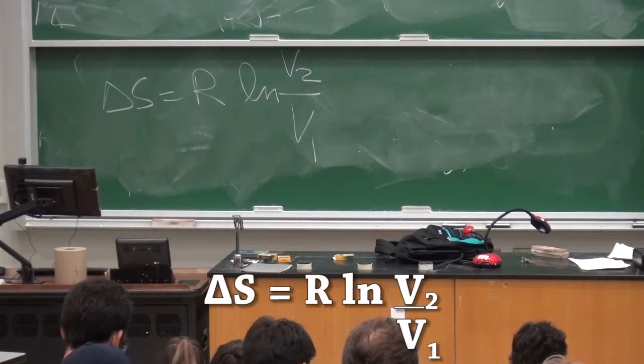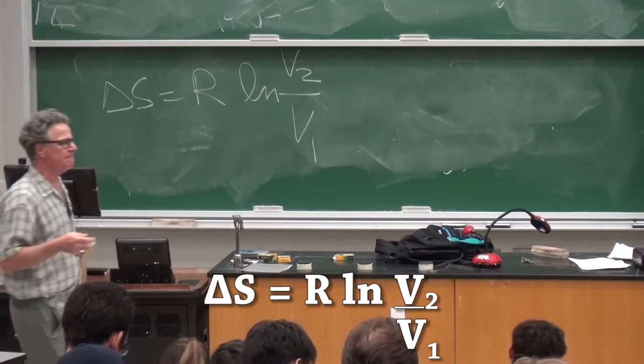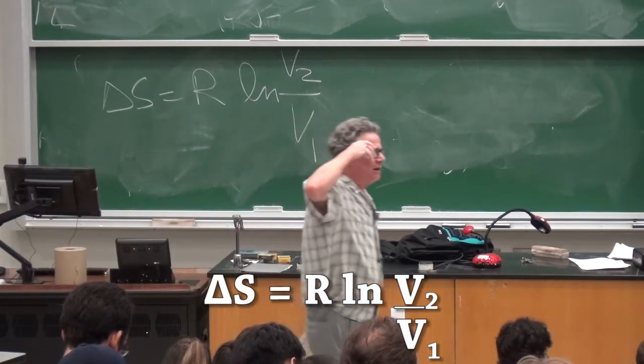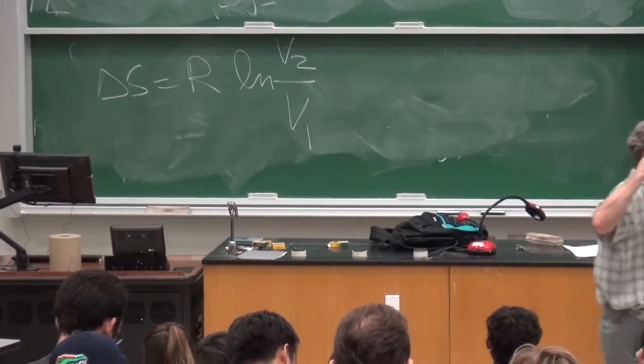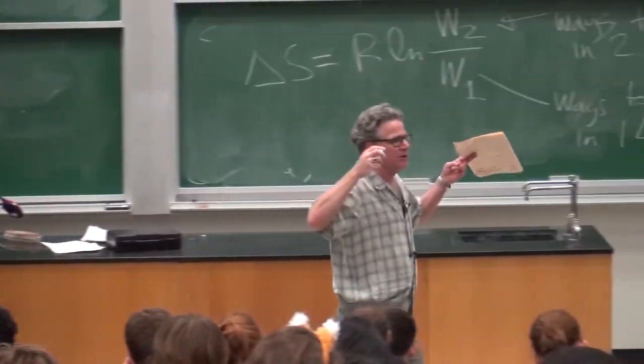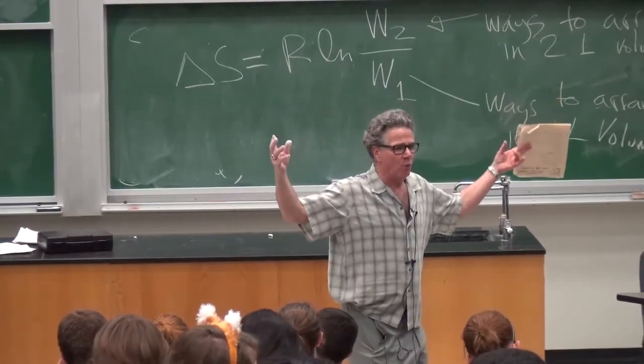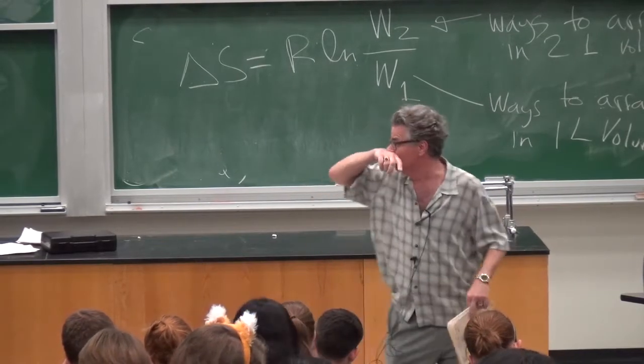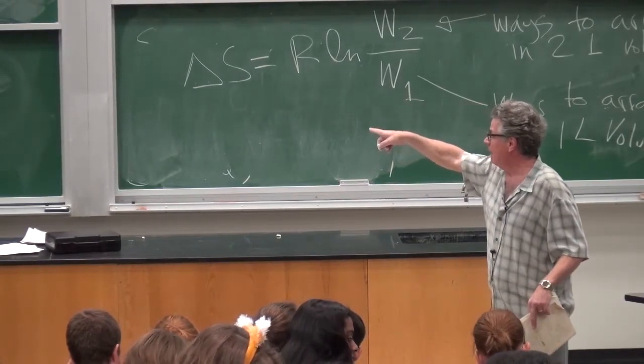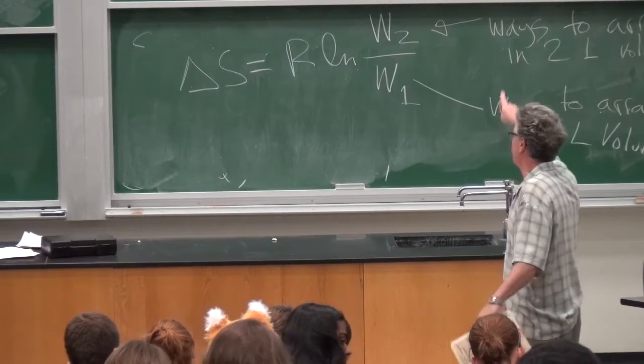Very simple idea that, according to Boltzmann, the ways to arrange a molecule goes up with the volume of the solution. So we can calculate exactly the entropy change for that process.